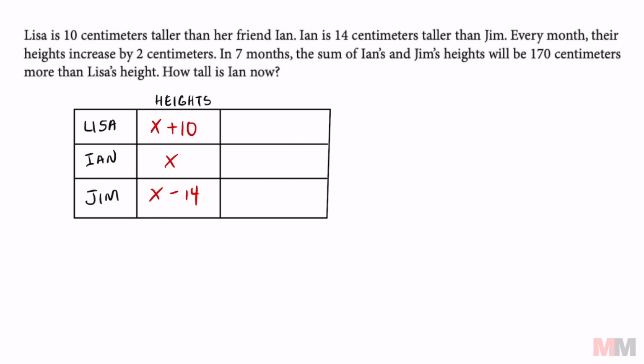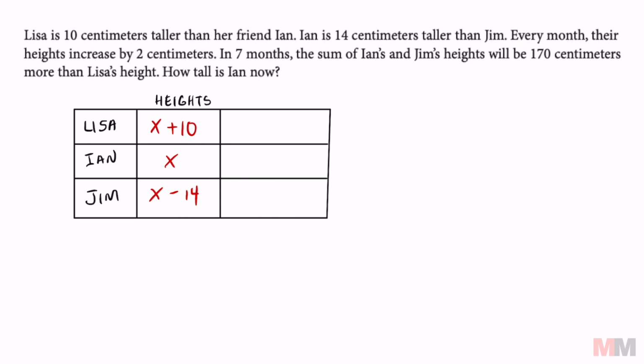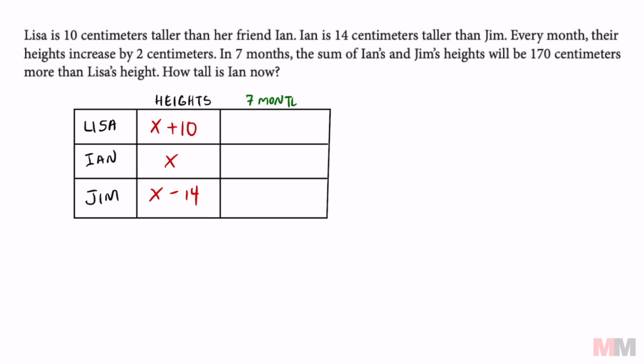Every month their height increases by 2 centimeters. In 7 months, the sum of Ian's and Jim's heights will be 100 centimeters more than Lisa's height. How tall is Ian now? The key thing that we got to focus on is that this says in 7 months. So we got to know how tall everyone is in 7 months. That's why I wrote a second column right here.